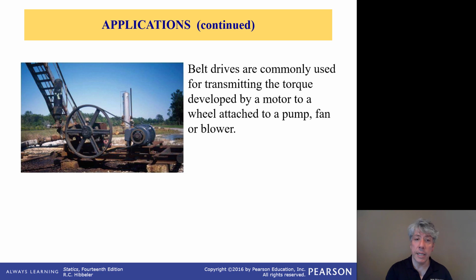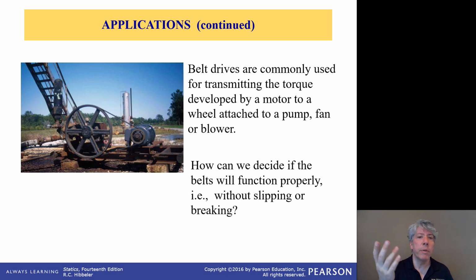And so the analysis we're about to perform here actually is used in my Machine Elements course because it's absolutely necessary. So anyway, how can we decide if the belt will function properly without slipping? Well, it turns out that the tension in the belt is a really important parameter. A very small belt can only take so much tension. If you calculate that you need a huge tension, you're going to need a bigger belt. It's pretty simple.